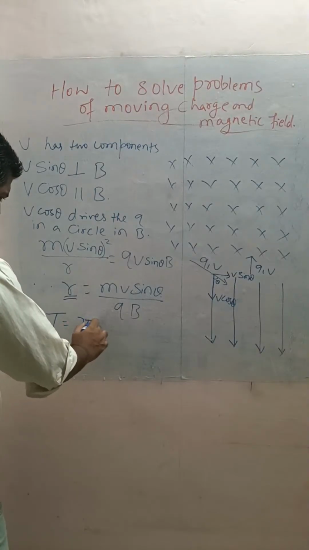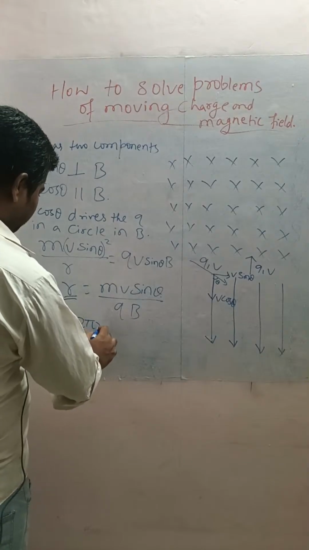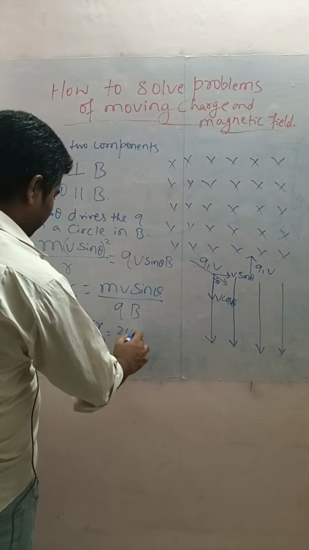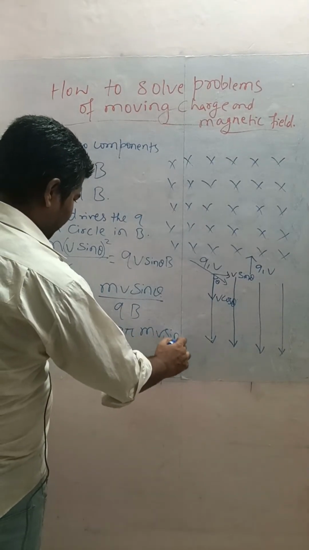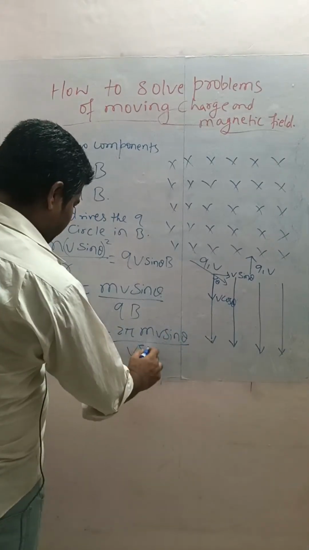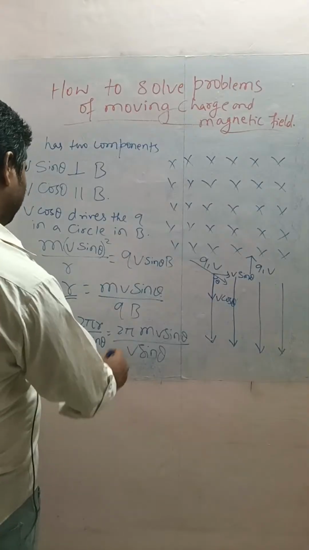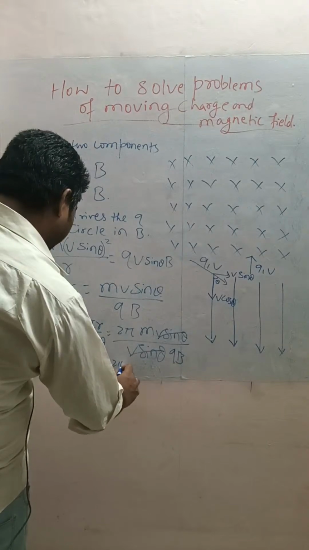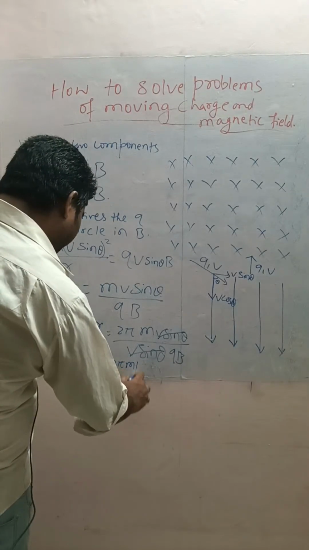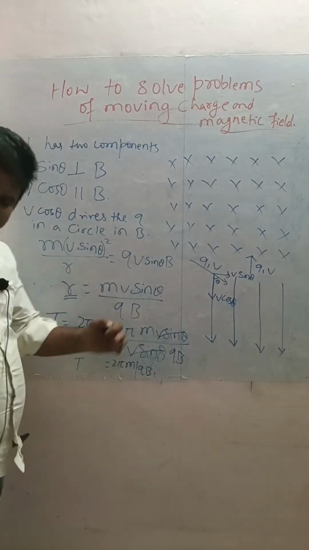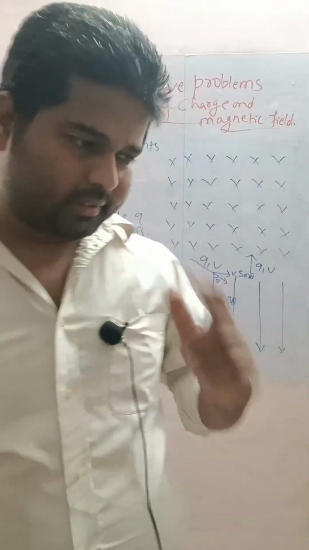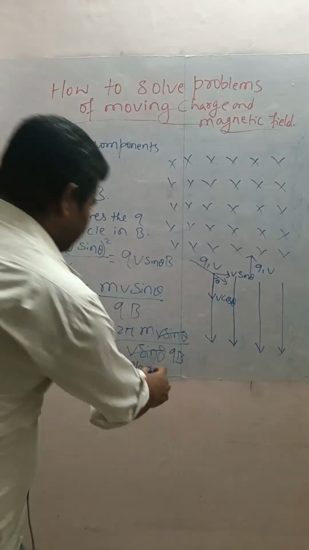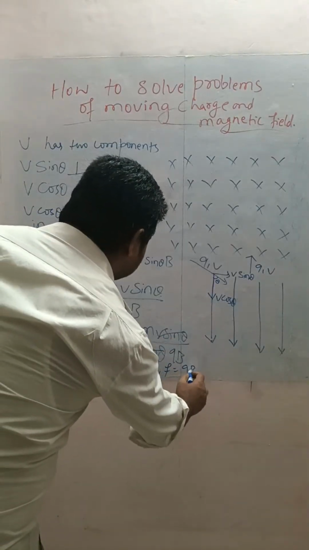So 2 pi r by v, and this time your v is v sin theta. Put the value of r here: 2 pi m v sin theta by qB v sin theta. Notice v sin theta cancels, and again our time period is 2 pi m by qB. Remember, time period is unchanged. Radius got changed, time period is unchanged. 2 pi m by qB. And if the time period is unchanged, then frequency is also unchanged.